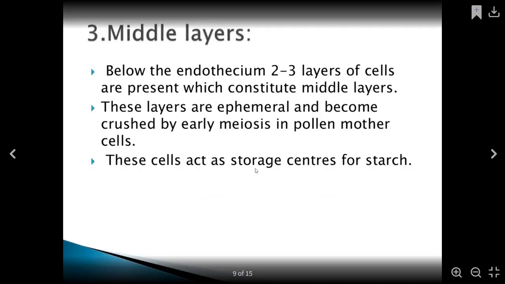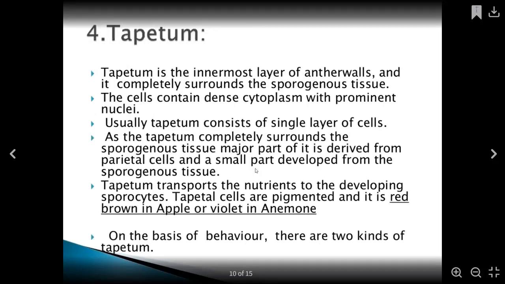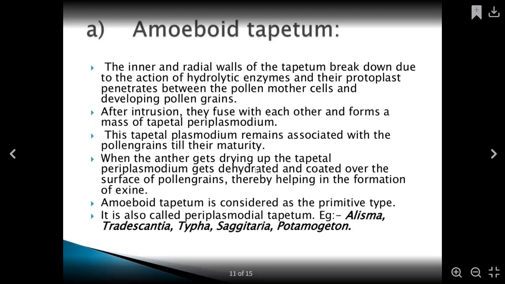Below the endothecium are 2 to 3 layers of cells, the middle layers. They are ephemeral and become crushed by the early meiosis in pollen mother cells. They act as storage centers for starch. They are the food-preserving part in the anther. Almost all the starch products are stored in the middle layer cells of the anther. So this is the tapetum.